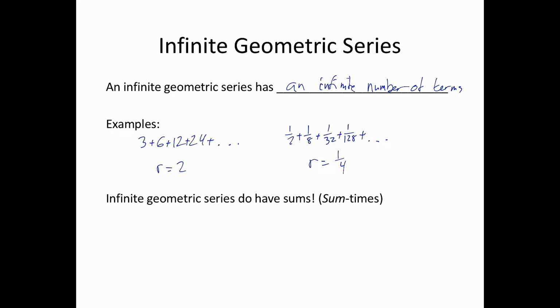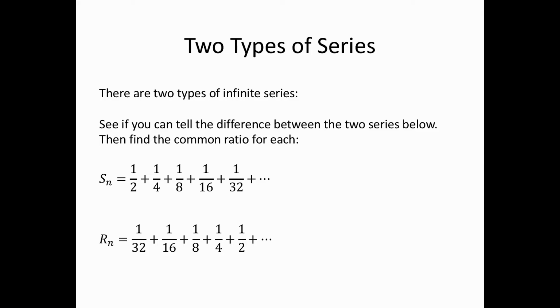Sometimes we can say that they have an infinite sum. Sometimes we say they don't. We'll talk more about that in a little bit. So the two types that we're talking about, one we're going to call convergent, the other one we're going to call divergent. An example of a convergent series, well, I'm getting a little bit ahead of myself, sorry.